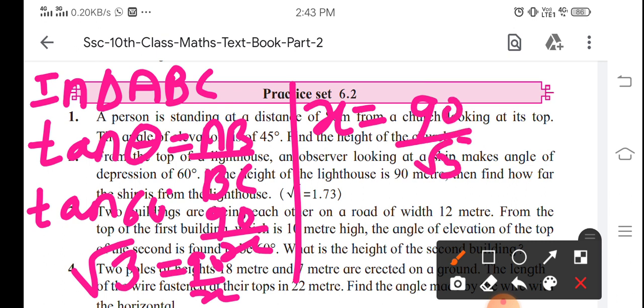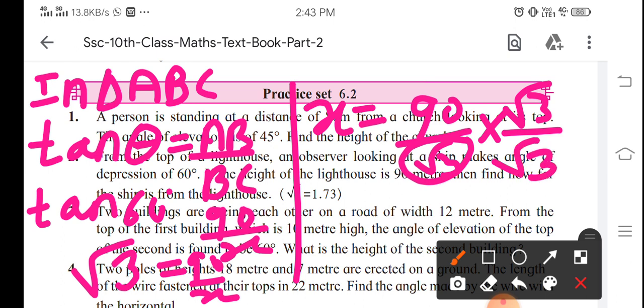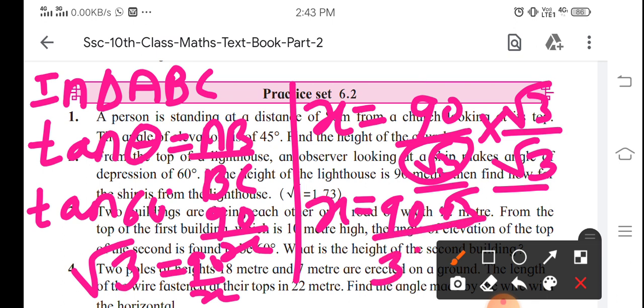Now see this root 3. I told you about the rationalization form. So here we remove this root 3 by rationalization. How can you do that? Just multiply with root 3 and root 3. When you multiply root 3 by root 3, the root gets removed and you get only one number, that is 3. So it will be 90, and this root 3 will be as it is, and at the denominator you will get 3. 3 ones are 3, 3 threes are 9, and then 0. So you will now get 30 and this root 3.